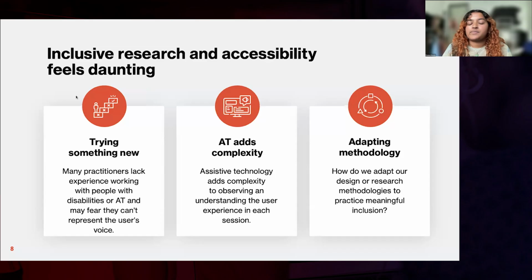There's also the element that assistive technology itself can add this huge beast into the situation that feels overwhelming and difficult to understand, especially if you yourself are not an assistive technology user. And that adds that kind of intimidation and complexity. And then there's also the challenge of maybe I know that, yes, my skills could be applied here to doing inclusive research, but how do I actually adapt my design methods, my research methods to really practice meaningful inclusion? It feels kind of like a huge wall that's in front of us, all these different barriers. And it's understandable that it feels a bit daunting to get started.